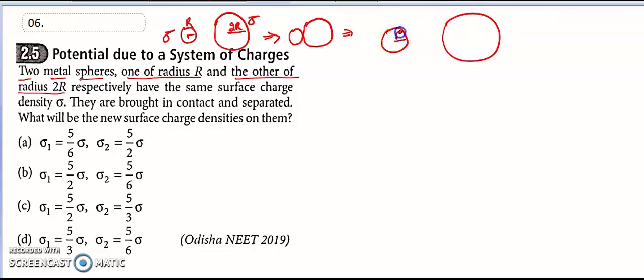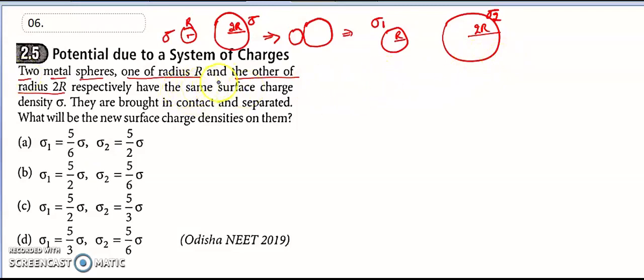Contact does not impact the dimensions, the radii r and 2r. What will be the new surface charge densities, sigma 1 and sigma 2? So let's see the solution.